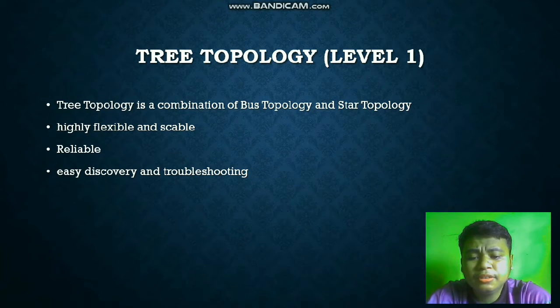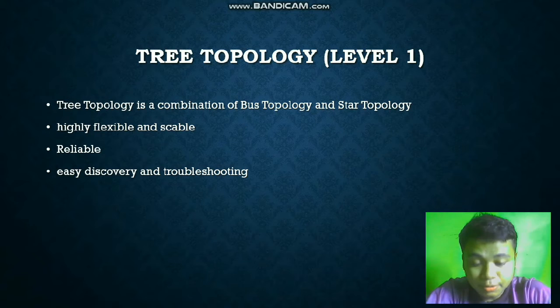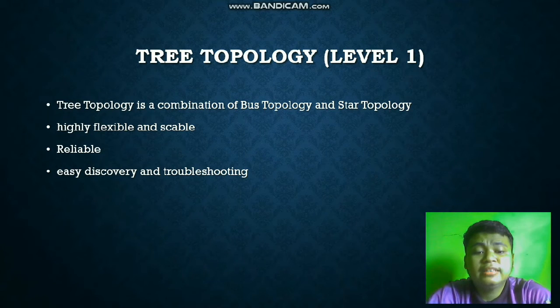The reason why we chose this topology is because it is highly flexible and scalable. It can add a new device to the network without interrupting other networks, and if there is less space, it can add it in the star network to add more space. This topology is also reliable. If one of the hierarchy levels in this tree topology is not working, it will not affect the other networks. If there are problems in the network, it is easy to discover and troubleshoot.